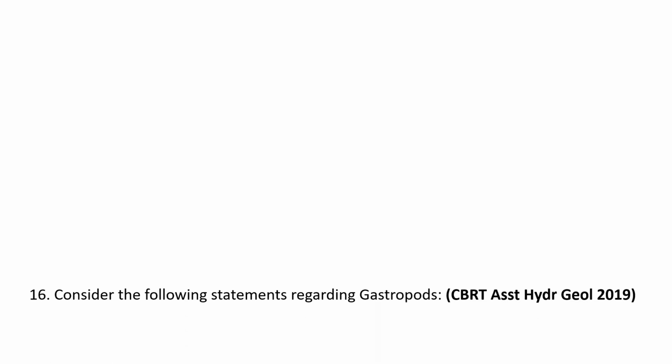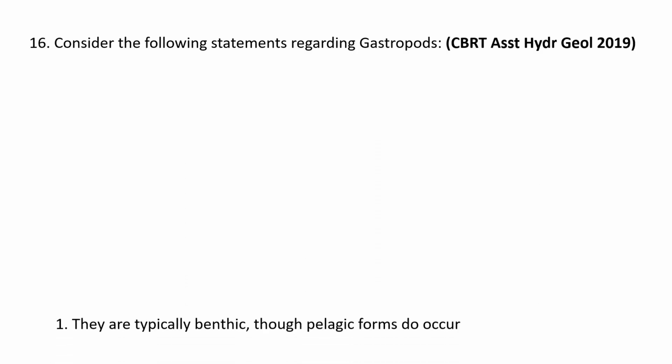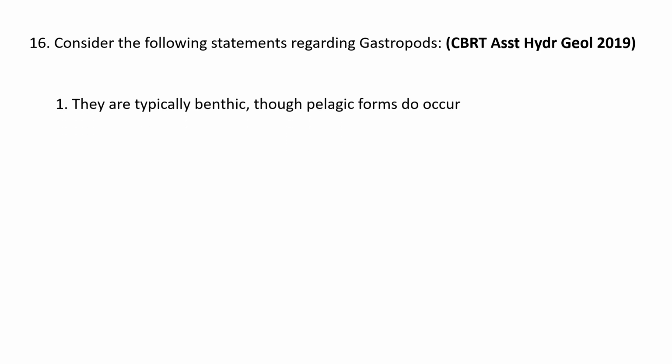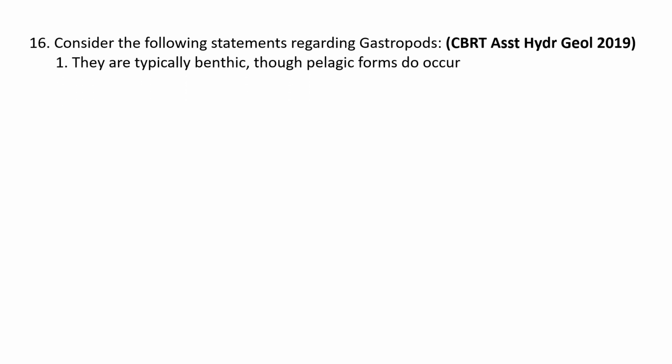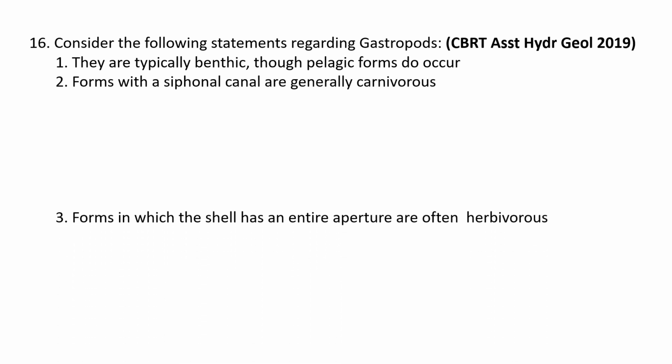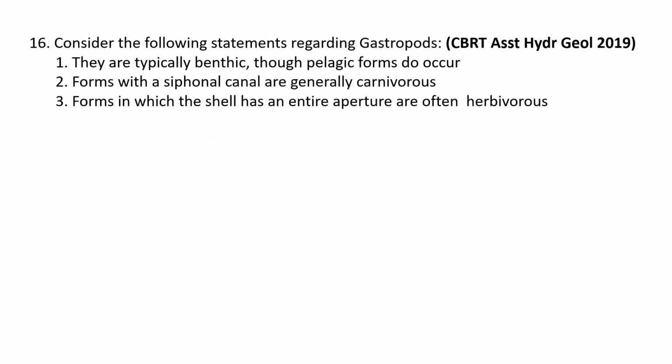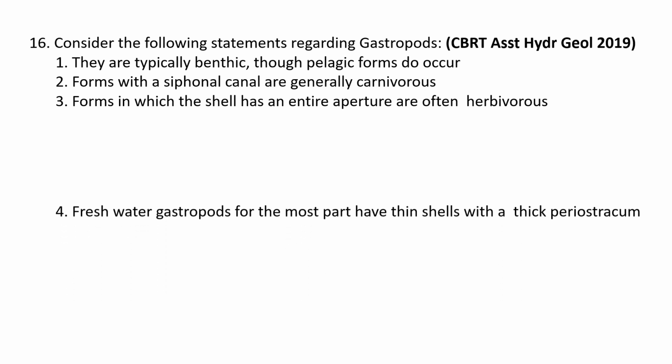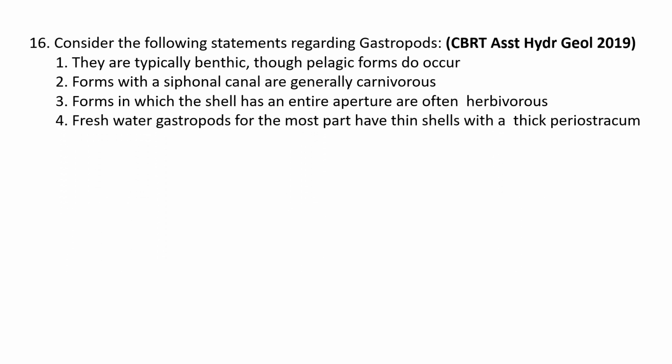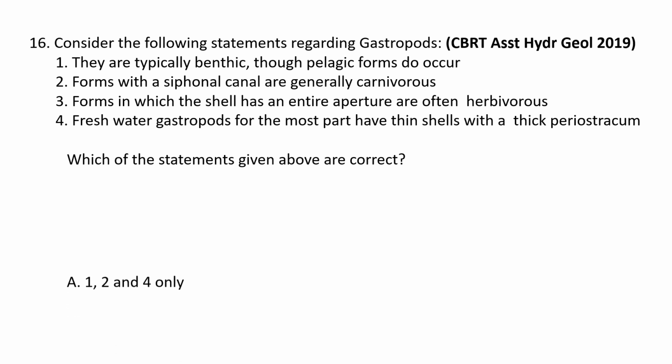Next question. Consider the following statements regarding the gastropods. 1. They are typically benthic, though pelagic forms do occur. 2. Forms with a siphonal canal are generally carnivorous. 3. Forms in which the shell has an entire aperture are often herbivorous. 4. Freshwater gastropods, for the most part, have thin shells with a thick periostracum. Which of the statements given above are correct?